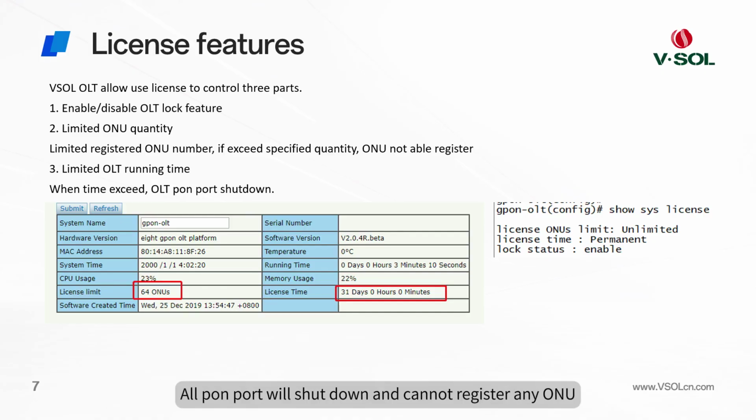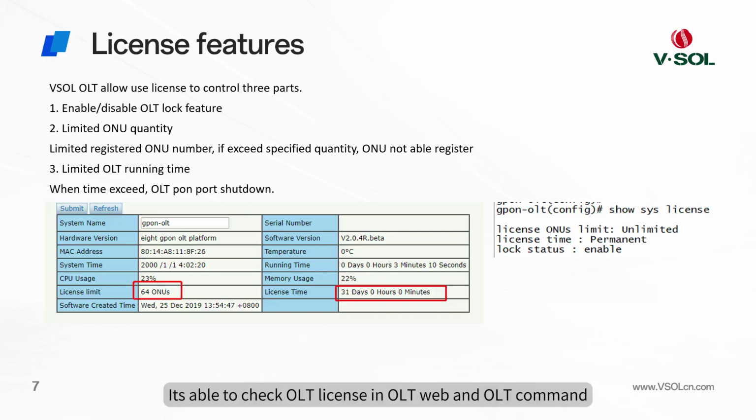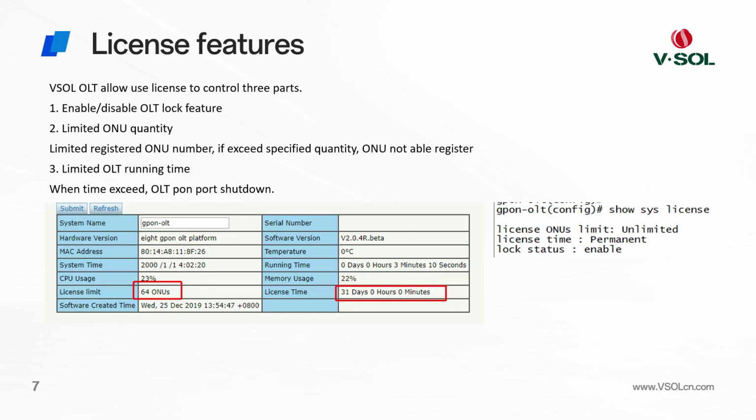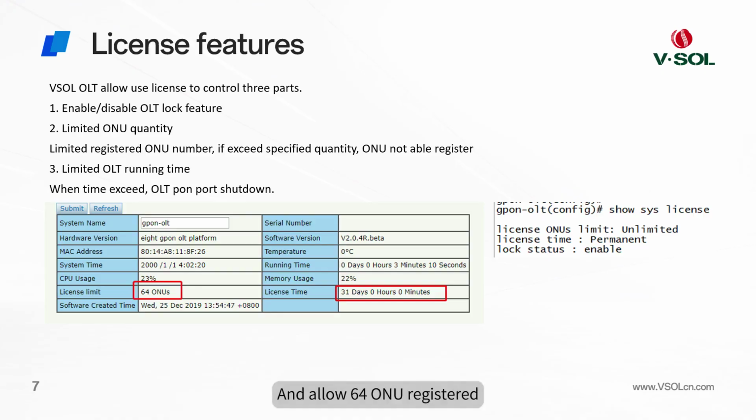As the picture shows, it is possible to check the OLT license in the OLT web and OLT command. The example picture shows the OLT allowed running time is 31 days and allows 64 ONU registered. If the OLT doesn't have any limit, it will show unlimited.